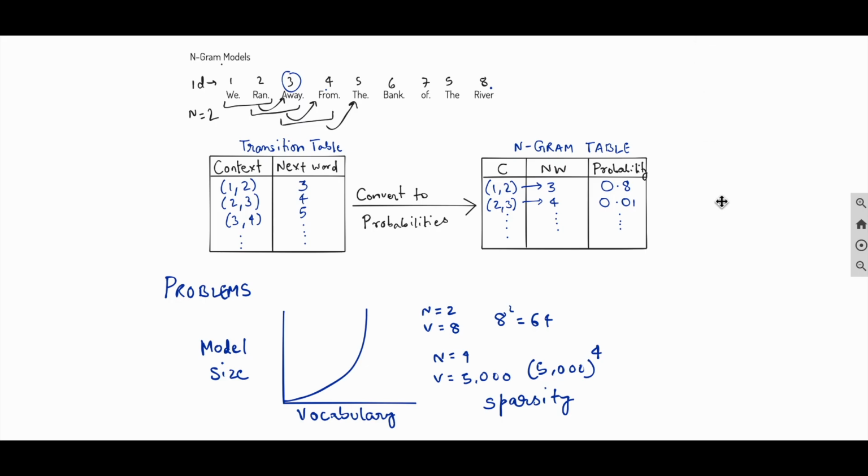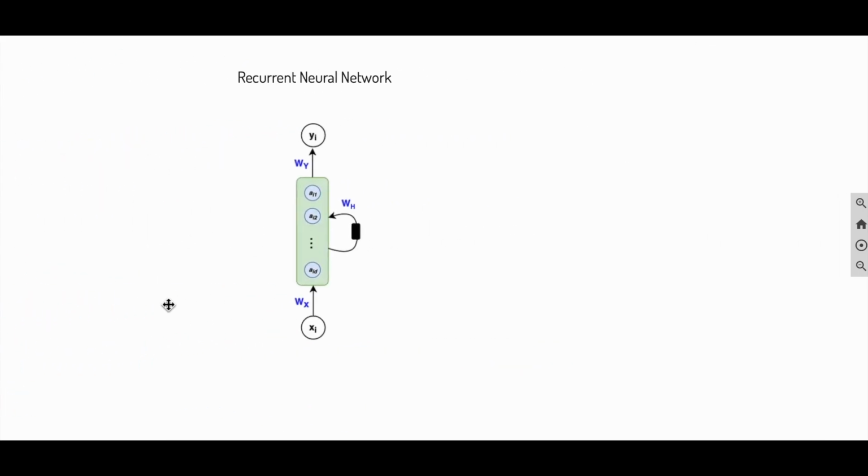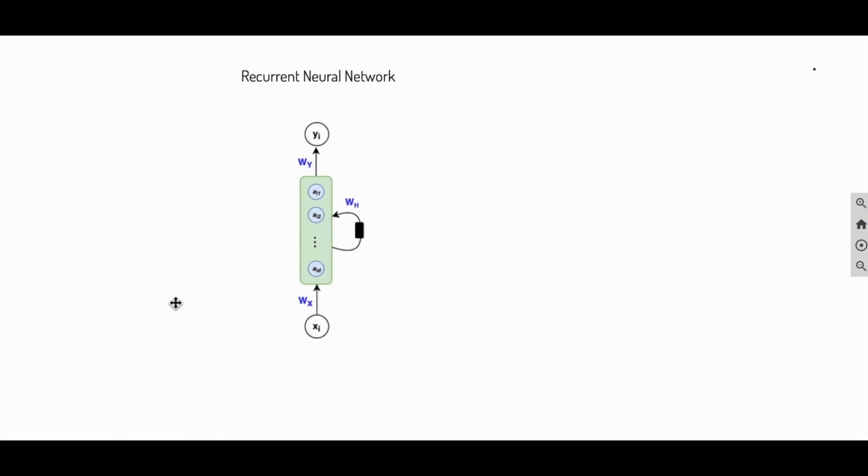Next up, let's look at recurrent neural networks and how they solve some of the problems that were there with n-gram models. With recurrent neural networks, you don't have to maintain a large table of transitions. Instead, the model itself has an internal parameter called state, which will be used to generate the next word.